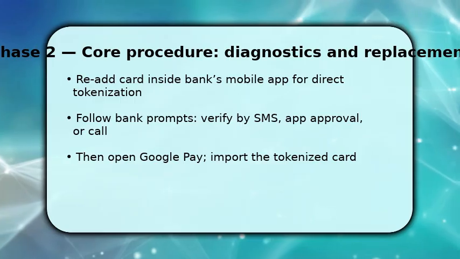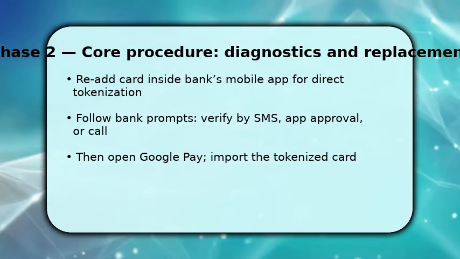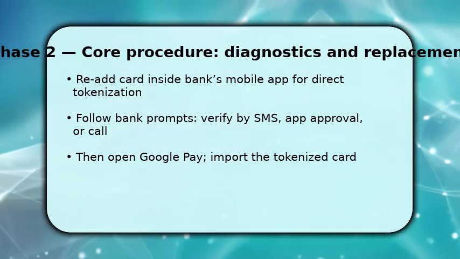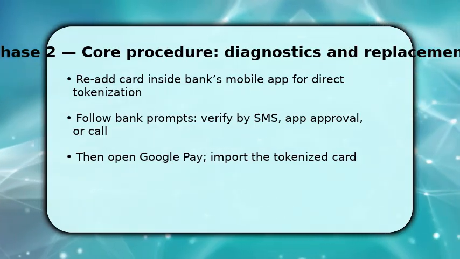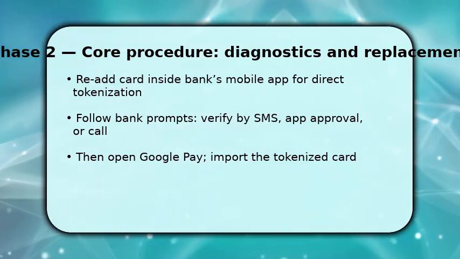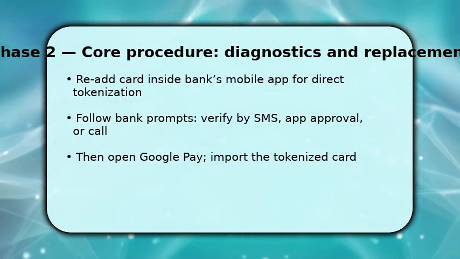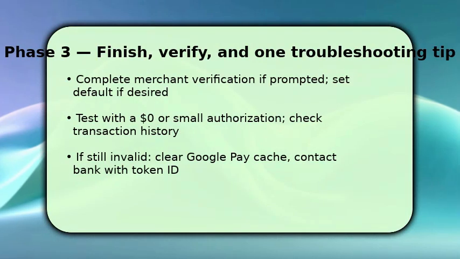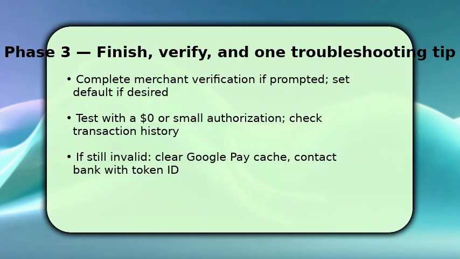Once the bank confirms tokenization, return to Google Pay and choose Add a Card, then import from bank. Doing this ensures Google Pay receives a valid token instead of raw card data, preventing the invalid card error. Finish by completing any merchant verification prompts, and, if you want, set the card as default for contactless.